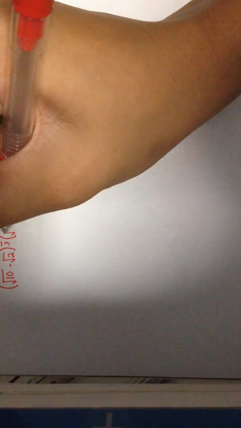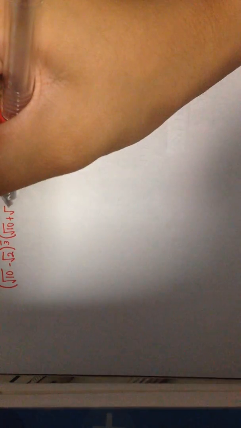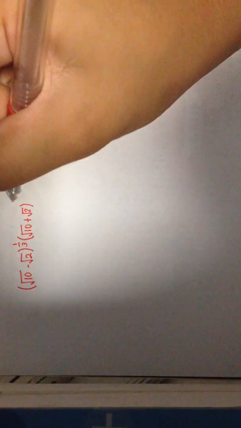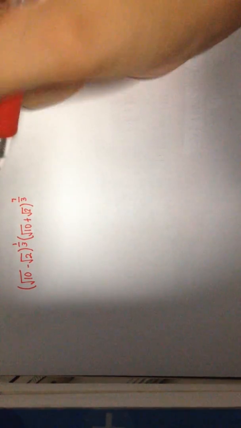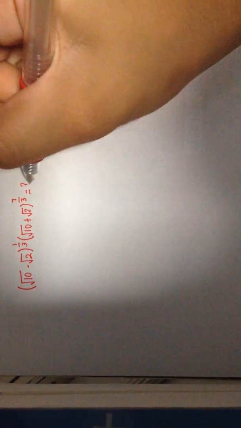Root 10 minus root 2 to the power of 1/3 times root 10 plus root 2 to the power of 7/3 is what? Now, if you want, you could type this in your calculator. Luckily, this is an MCQ question, so there'll be answers.